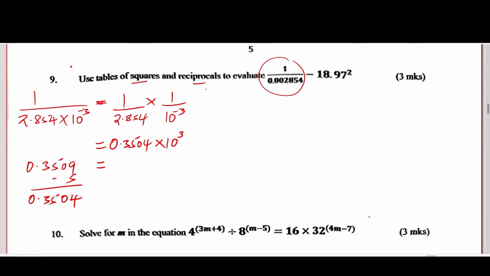So now once we work out these, 0.3504 times 10 cubed, 10 cubed is 1000. This will give 350.4. So we leave it at that point. So that is the first part.